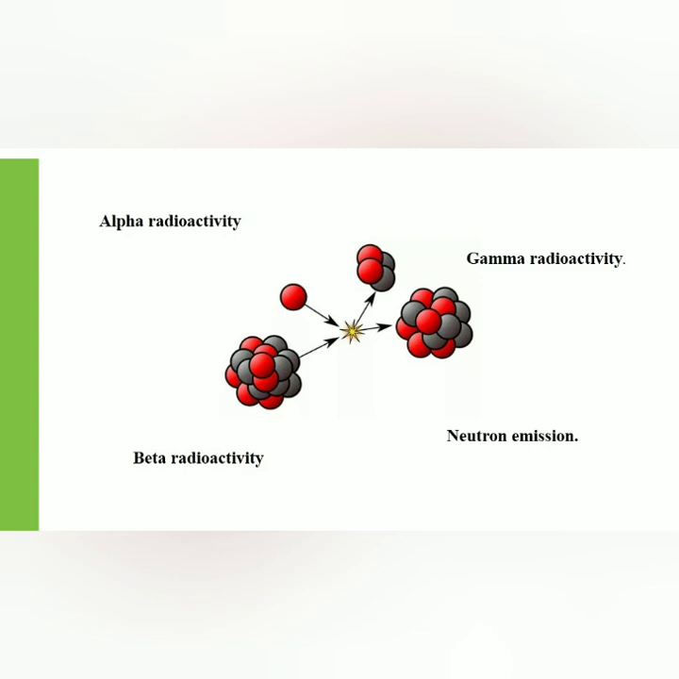Neutron emission. Neutron emission is a type of radioactive decay of nuclei containing excess neutrons, in which a neutron is simply ejected from the nucleus. This type of radiation plays a key role in nuclear reactor control because these neutrons are delayed neutrons.